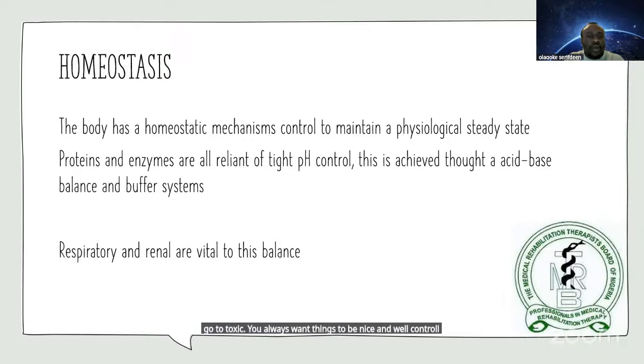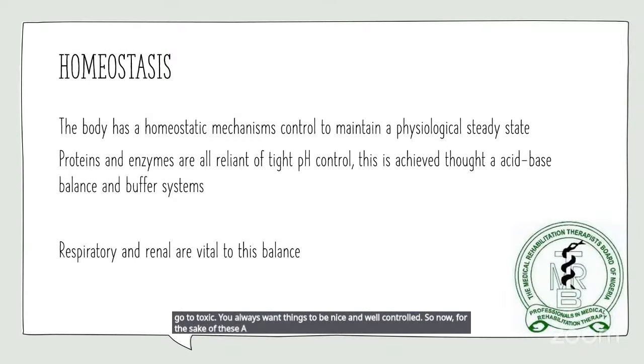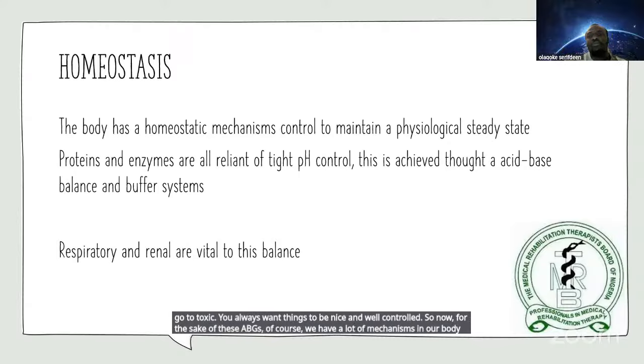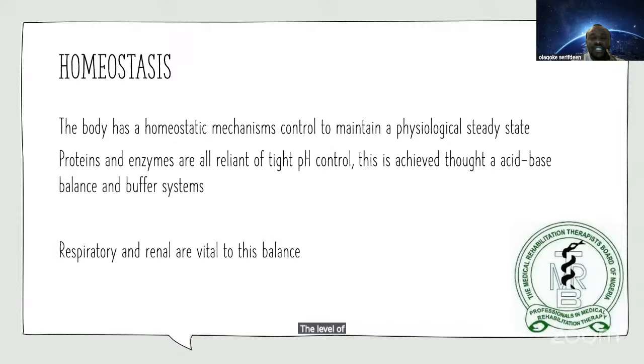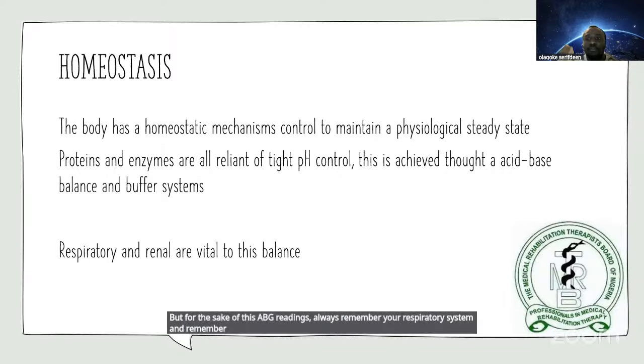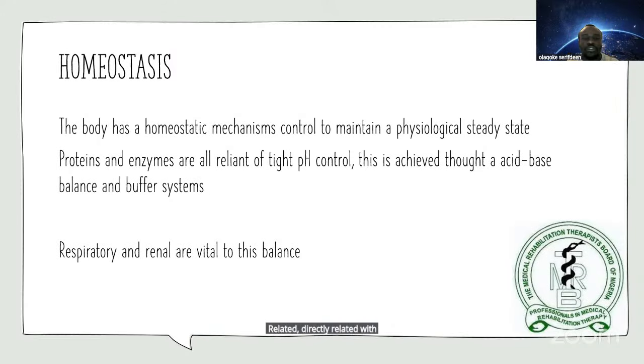Now, for the sake of these ABGs, of course, we have a lot of mechanisms in our body that can run this homeostasis for us. But for the sake of these ABG readings, always remember your respiratory system and remember your renal system. These are two big systems that are much more directly related with regulation of our biological system. Your renal system and your respiratory system.